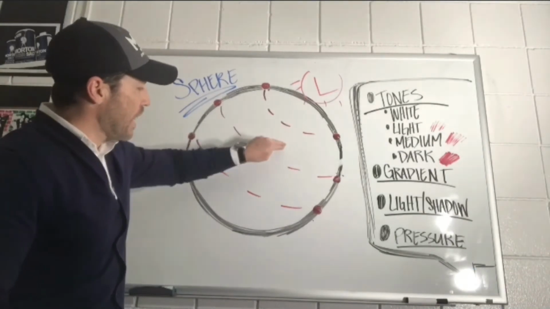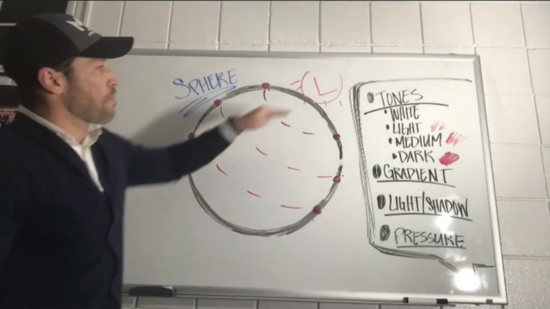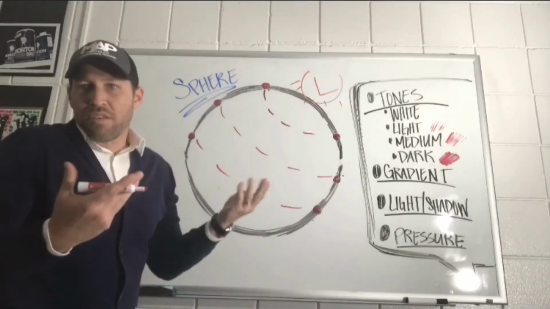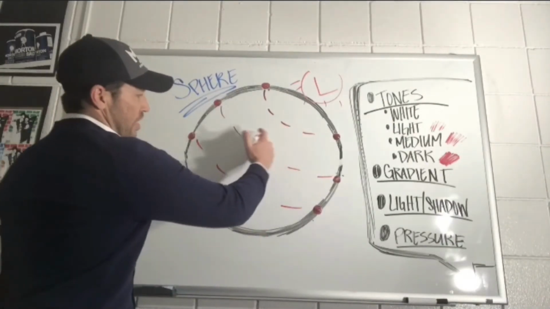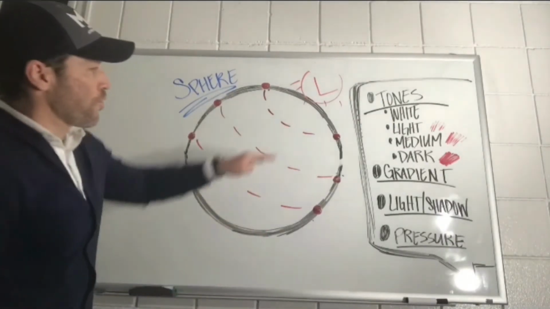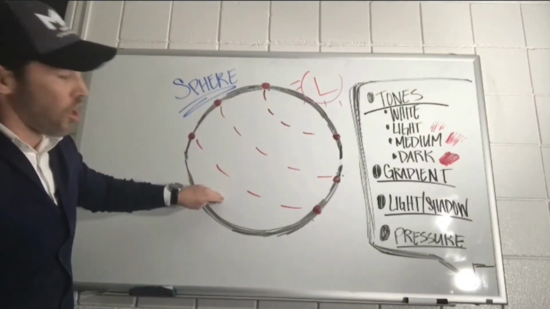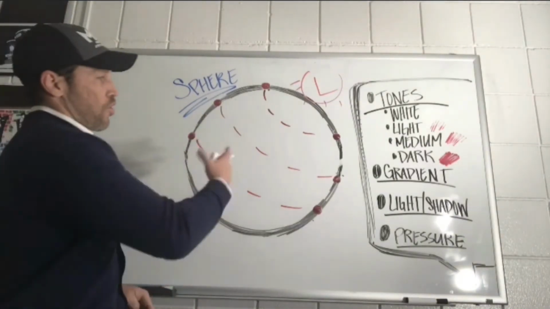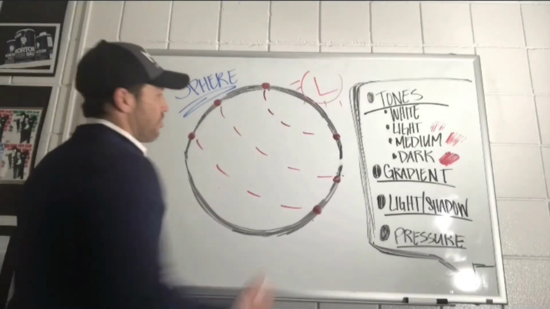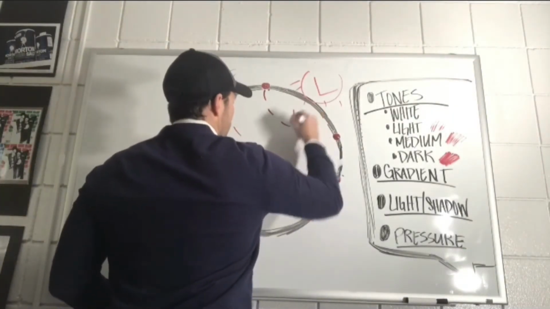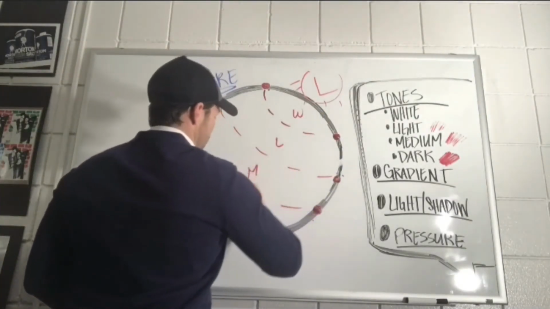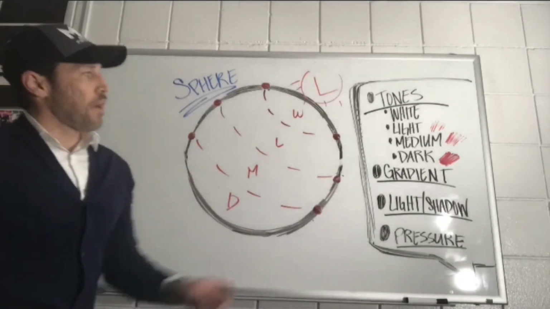Now we've got our 4 tones for shading. Gonna label them white, light, medium, and dark. Remember, anything closer to the light would be white. And then we transition and we create a gradient going from white, to light, to medium, and dark. The darkest, which is further away from the light. So we're gonna label those right now. And dark.